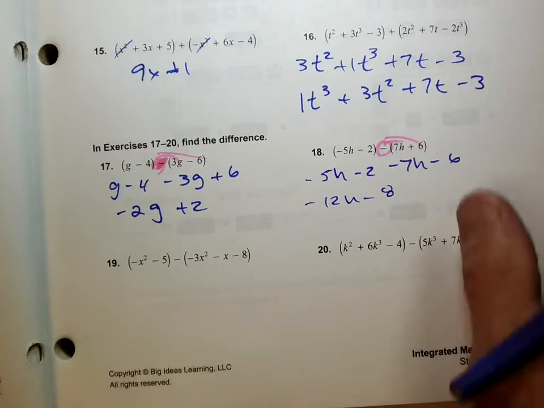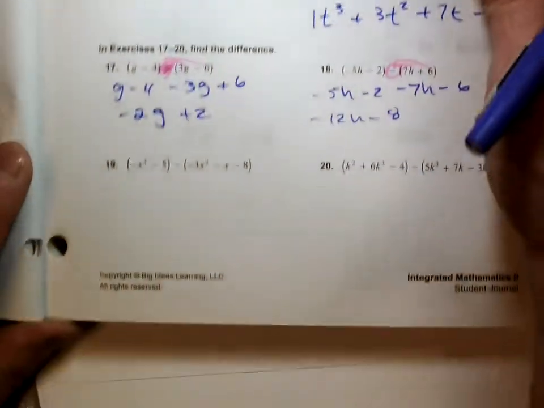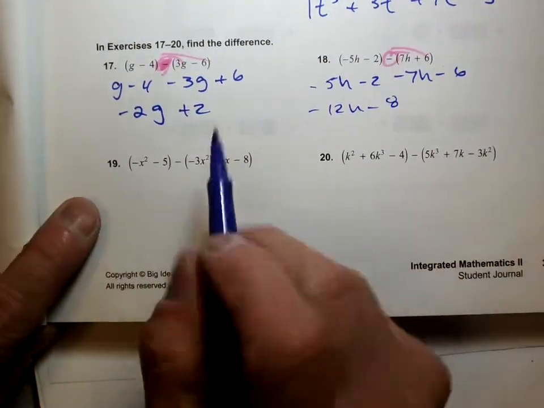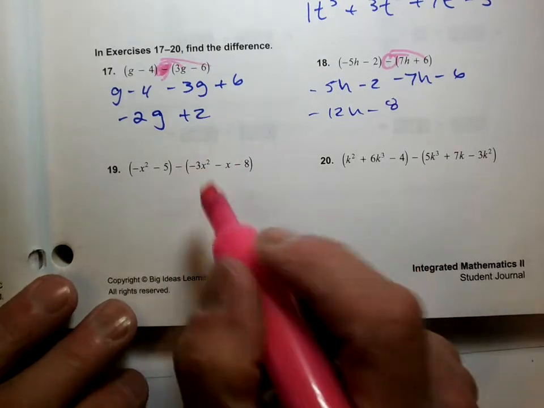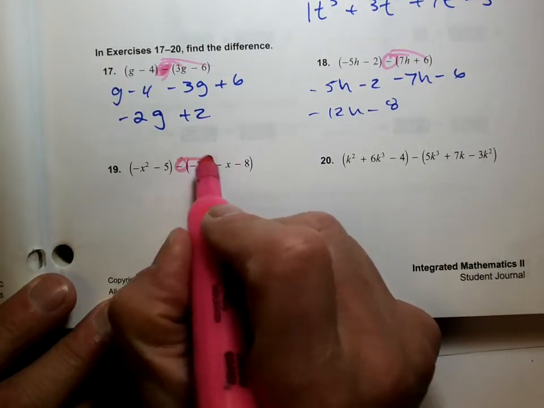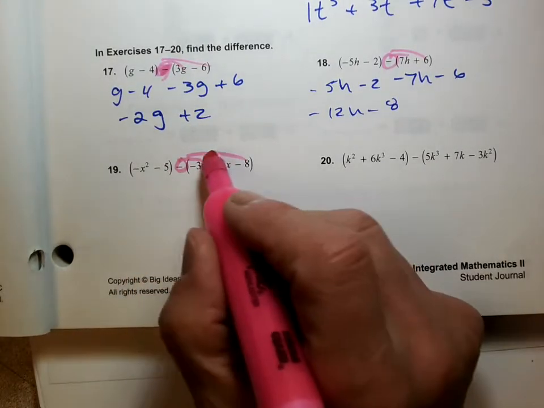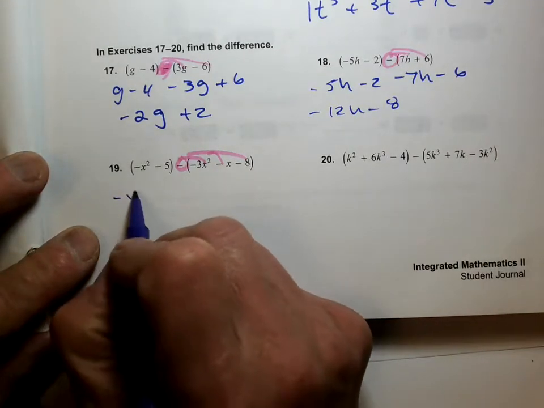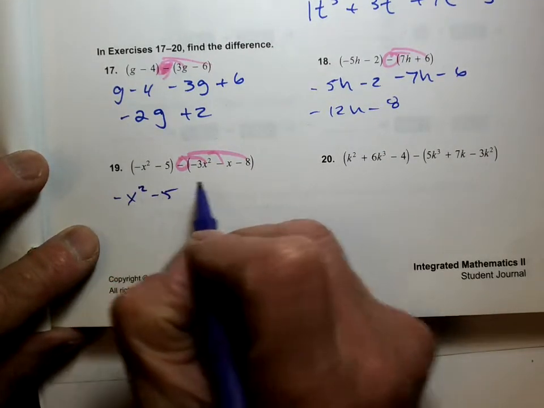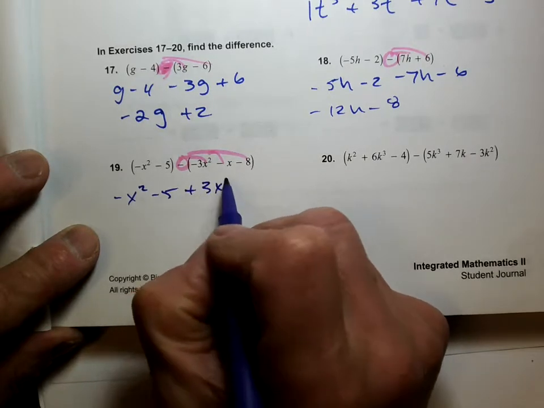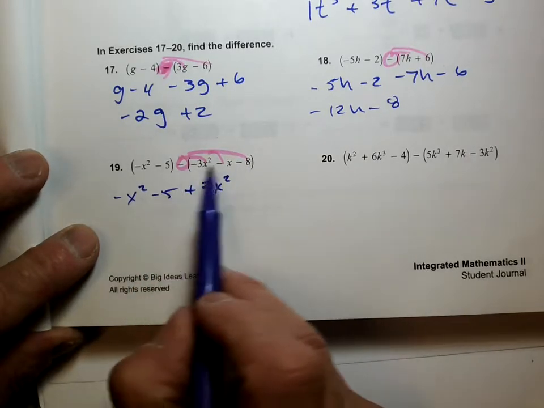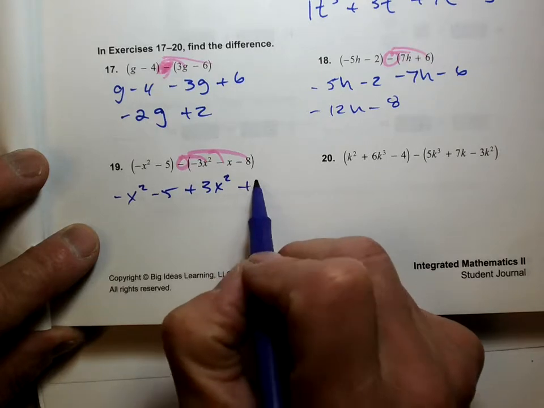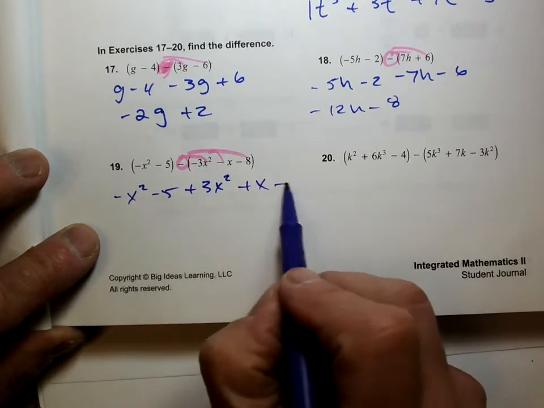Okay, 19. We're almost there. So, bring the negative through. I'm going to rewrite it first. This is a really important step. Some kids don't like to do this step, but it's going to keep you from making mistakes. Got a negative x squared minus 5 plus a 3x squared, right? Double negative, plus an x. Double negative, plus an 8.